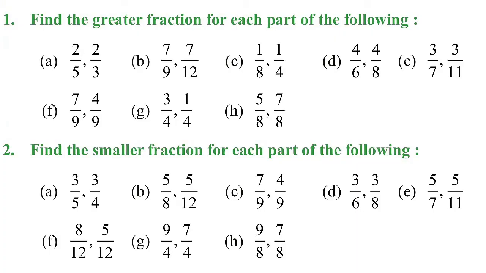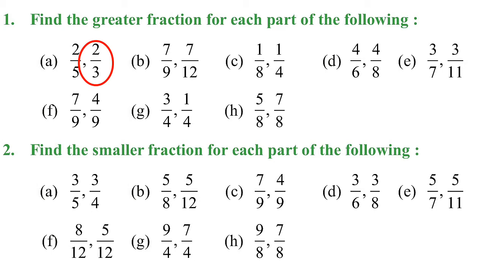So first part is find the greater fraction for each part of the following. So here A part, you can see here numerators are same, which is 2. So that's why here the greater fraction is 2 by 3, because we have read that if the fractions have the same numerator, then the fraction with the smaller denominator is the greater, means इसमें process उल्टा होता है अगर उसके numerator same होते हैं, right?